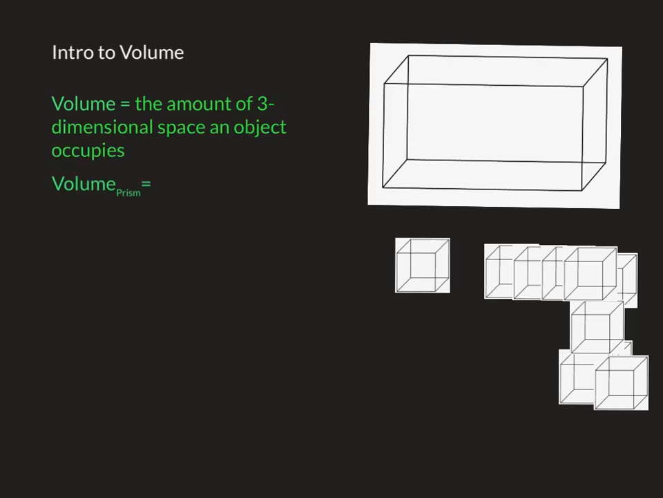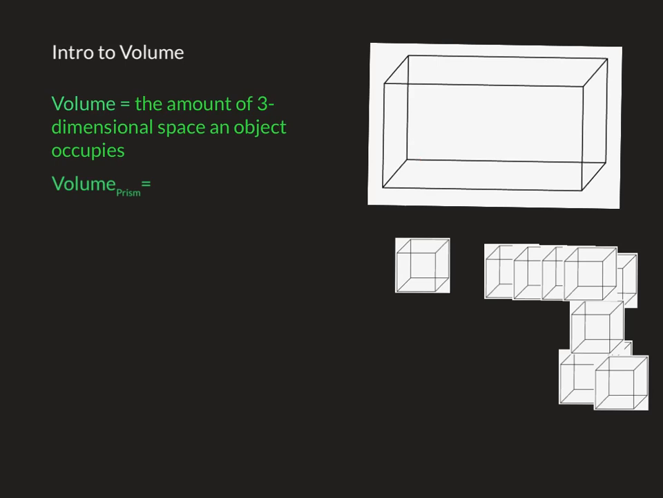So let's go ahead and look at this rectangular prism we have over here to the right. If we wanted to figure out the amount of three-dimensional space that this occupies, we could go ahead and fill it with these unit cubes. How many unit cubes do you think it would take to fill this particular rectangular prism?